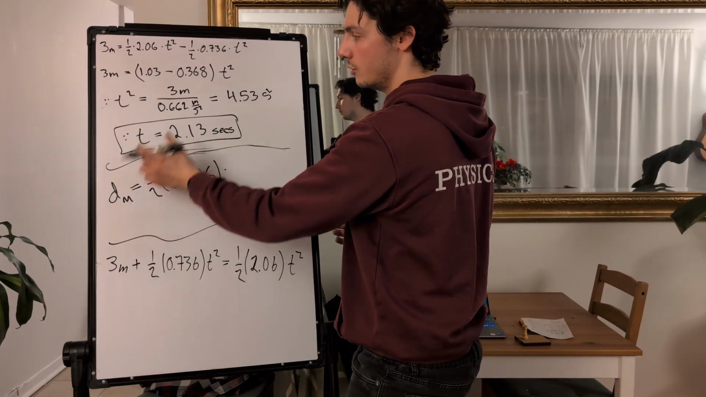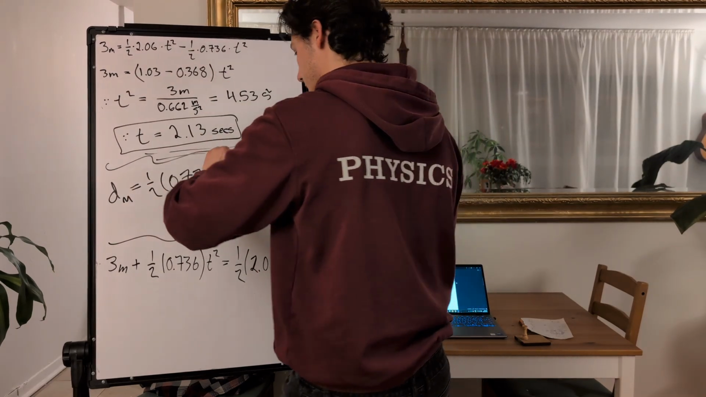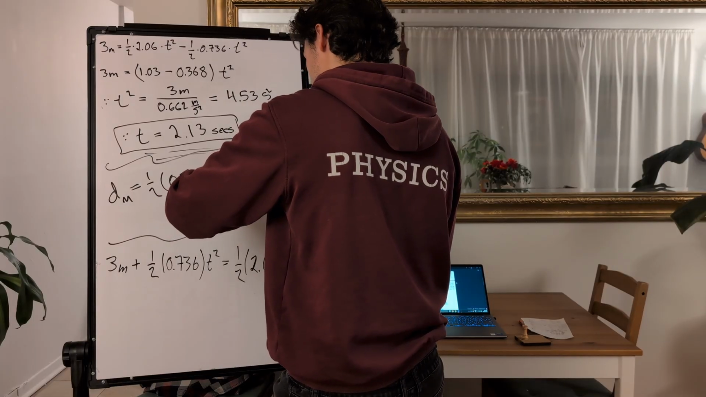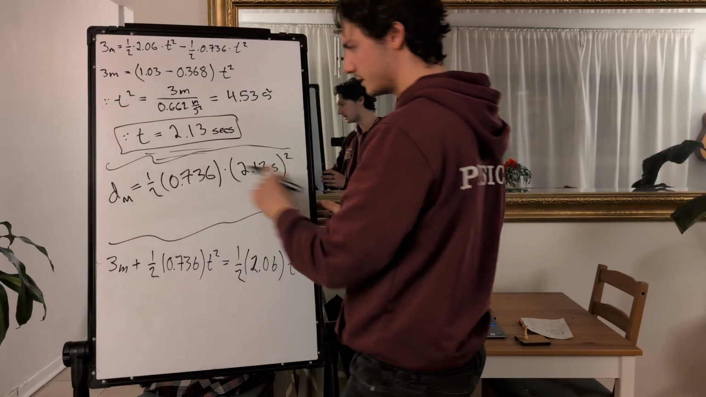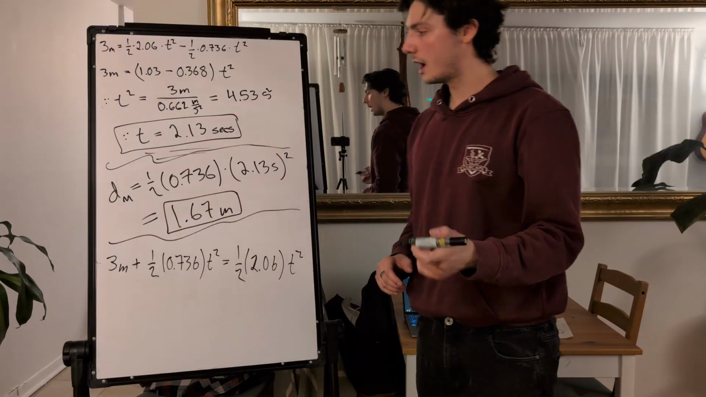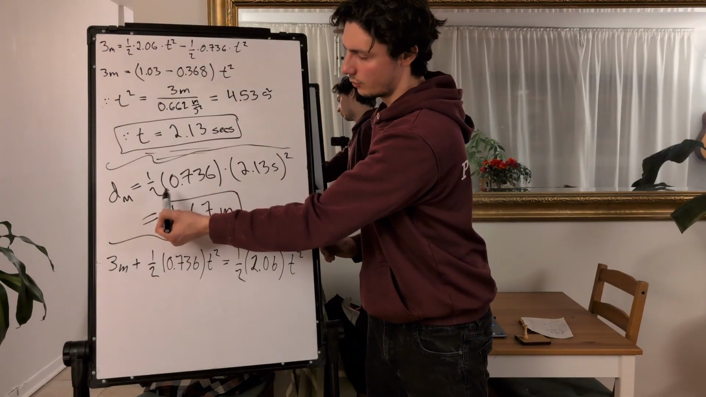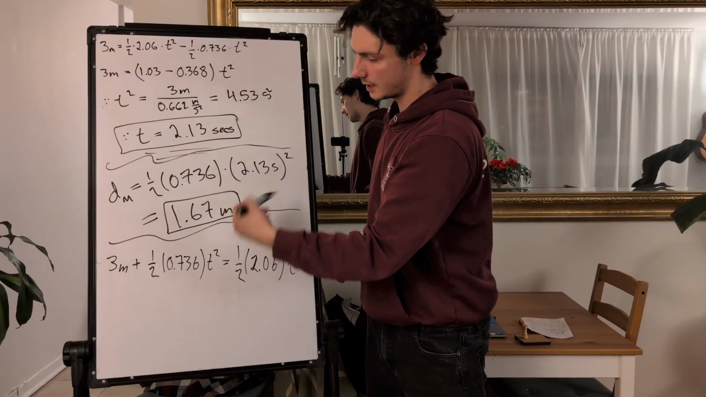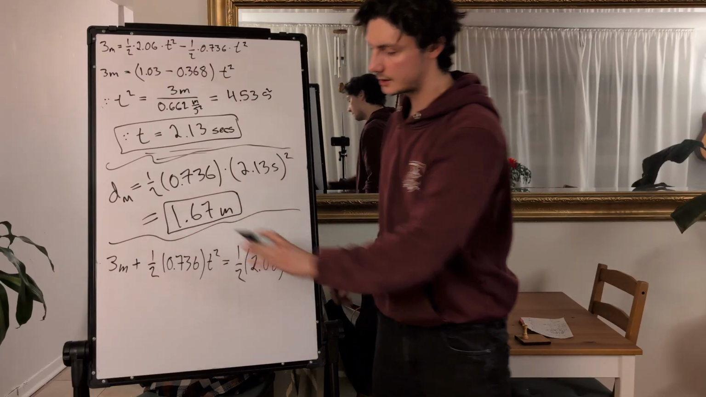How far does the block move in this amount of time? We just plug in the amount of time that we found from part A in seconds, square that, and then we can get it. So after plugging this into a calculator, 1/2 this acceleration, this time squared, canceling all the units, 1.67 meters. This is how far it travels.